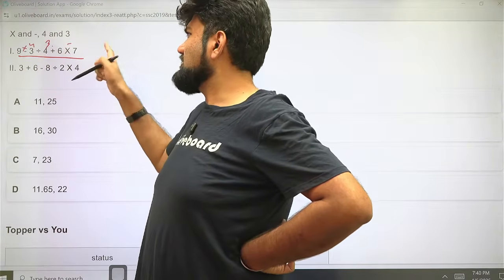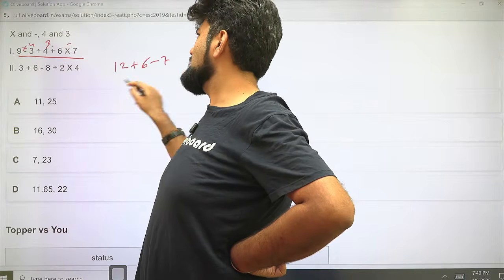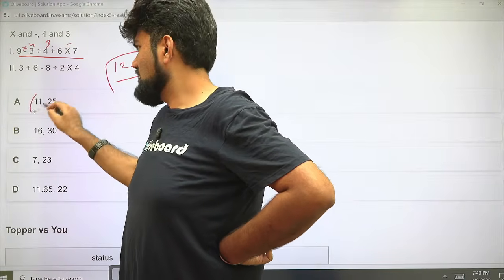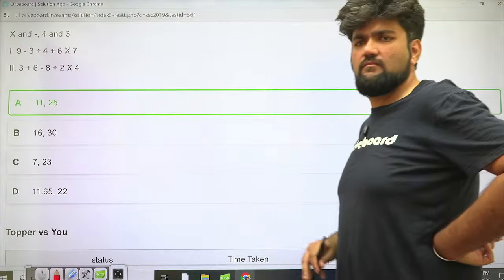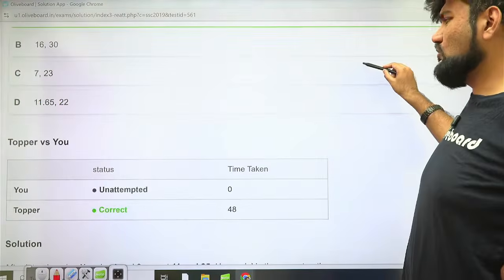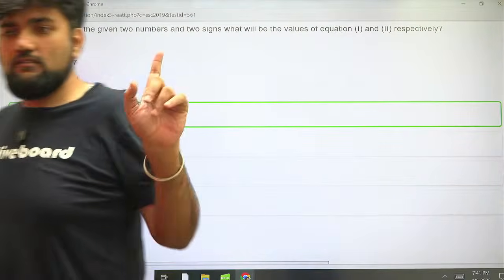So 4 divided by 3 into 9. 3 4s are 12. Plus 6 minus 7. 18 minus 7. 11. Option A. Very easy. Any one you could have done. 48 seconds, too much. Too much, Baba. This is too much for this question.